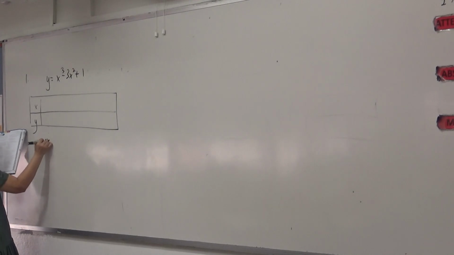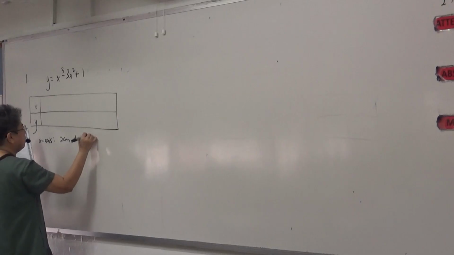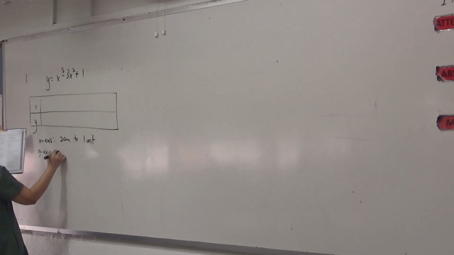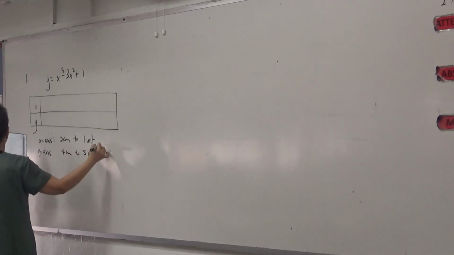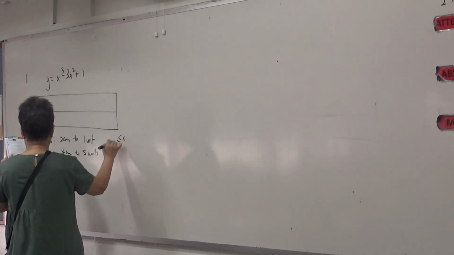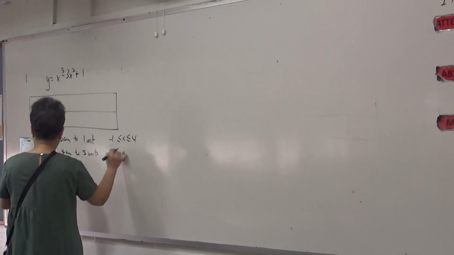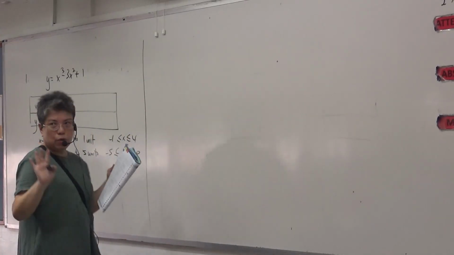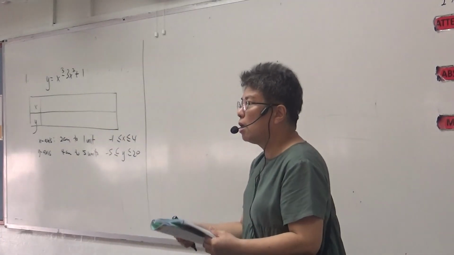The x-axis. The question says 2 cm to 1 unit. How about the y-axis? 4 cm to 5 units. And the x you must draw from -1 to 4, and the y you must draw from -5 to 20. That is your question 1. You just need to draw for me. Would that be okay? Scale is given.